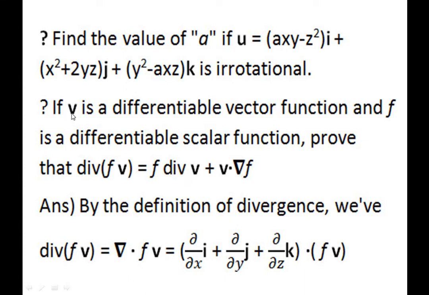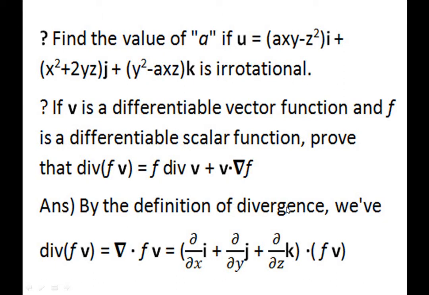That is, we are given a differentiable vector function v and a differentiable scalar function f. Then we want to prove that divergence of fv equals f into divergence of v plus v dot del f. Okay, we want to start from the left side and prove the right side. So we start from divergence of fv.